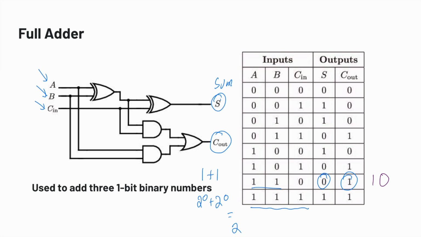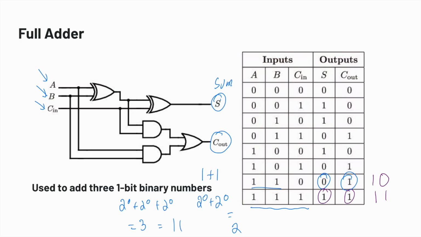Similarly, right here, we have this larger value. So that's going to be 2 to the power 0 plus 2 to the power 0 plus 2 to the power 0, because these are all 1-bit values. So that's going to equal 3. And 3 is represented in binary as 1, 1. Hence, right here, we just have 1 for both the sum and the carry, so we have 1, 1.